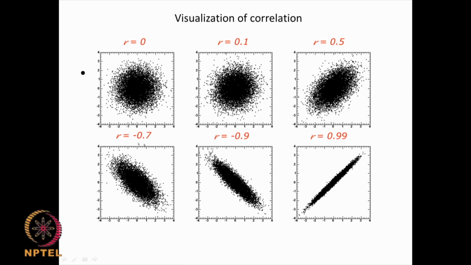If I plot x, the independent variable, and I plot the dependent variable on the y axis, and if the data appears scattered like this, then obviously they are not correlated. So when we calculate something called a correlation coefficient, it will become almost 0.